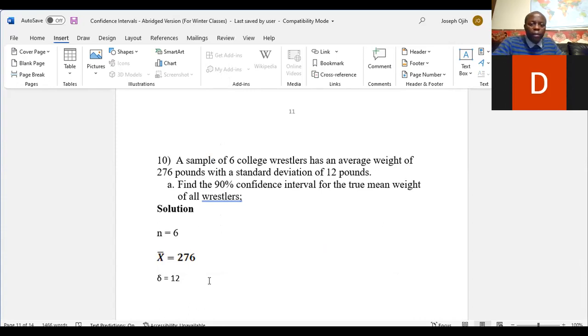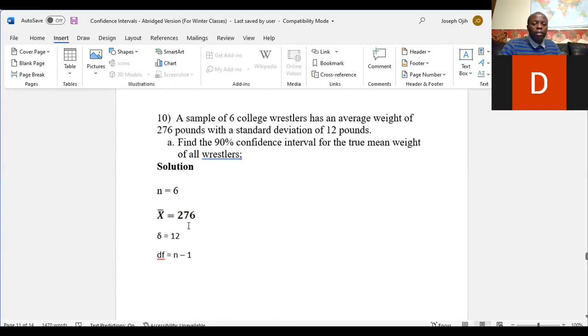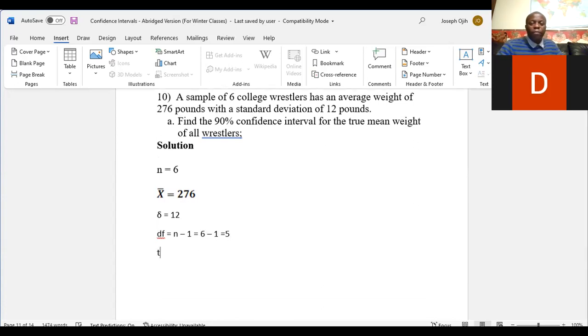So now the next thing is to find the critical value. Z alpha over 2 before, this time it is T alpha over 2. First of all, let's find our degree of freedom. The degree of freedom, df, will be n minus 1, and n is 6, so 6 minus 1, which is 5. So the critical value now is T alpha over 2.